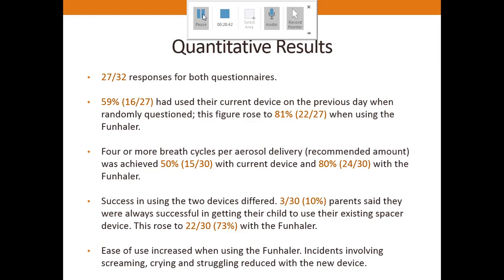So they found that 59% of the children, so 16 out of 27, had used their current device on the previous day when they were randomly questioned. So when they randomly rang the parents and said, did they use their inhaler yesterday? Only 59% said yes, but then when they changed to the Funhaler, this figure went up. So then 81% of people used the Funhaler when they randomly called them.